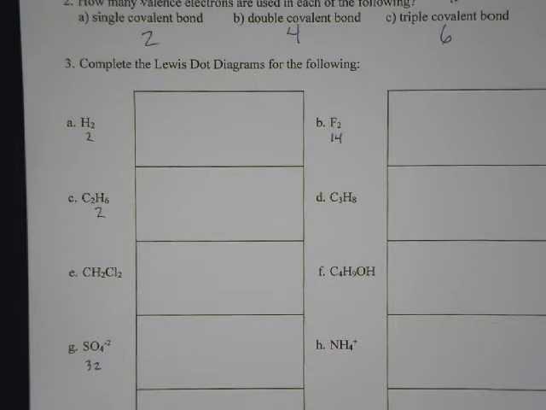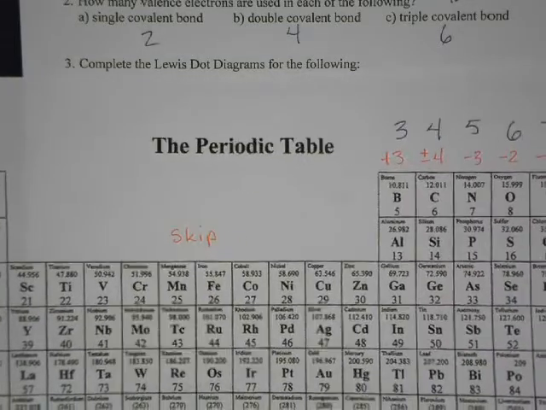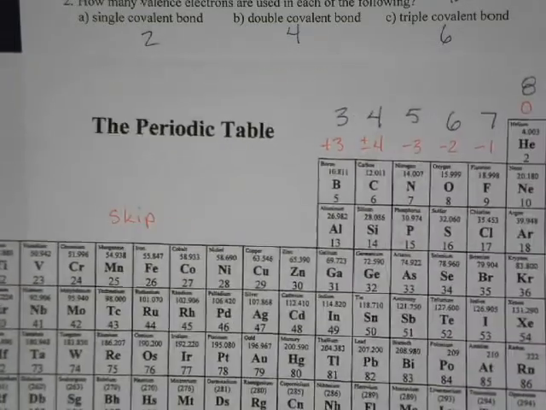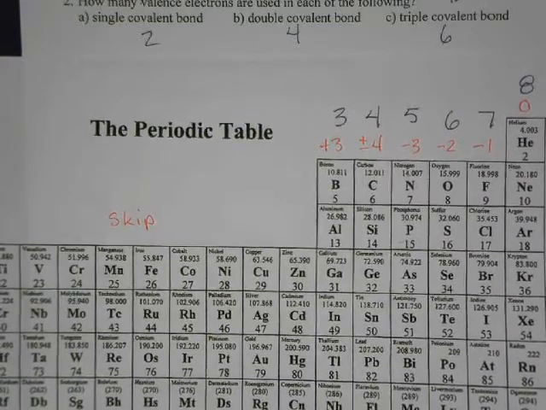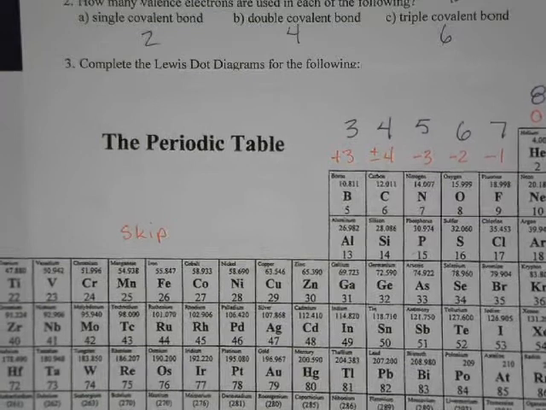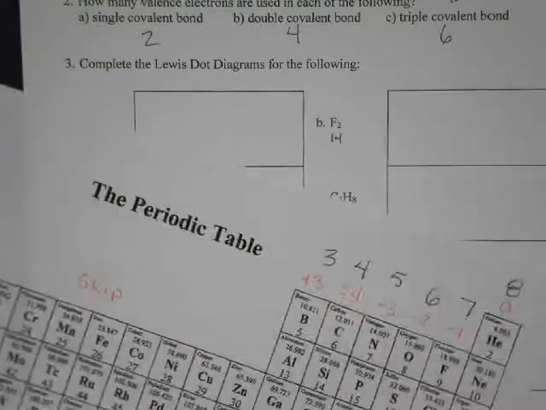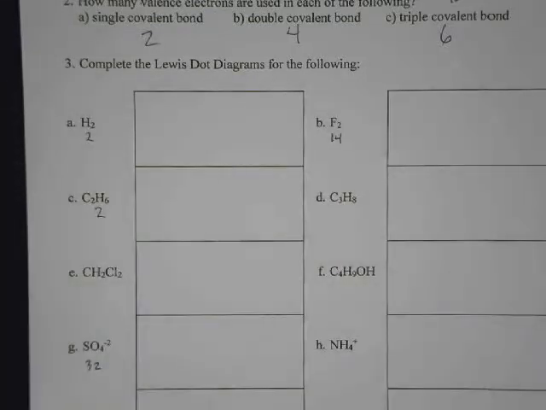When we get to the test on this particular unit, the two trends, if you will, one for how many valence electrons and the other one for charges, those are the most important patterns that we will use in this unit.